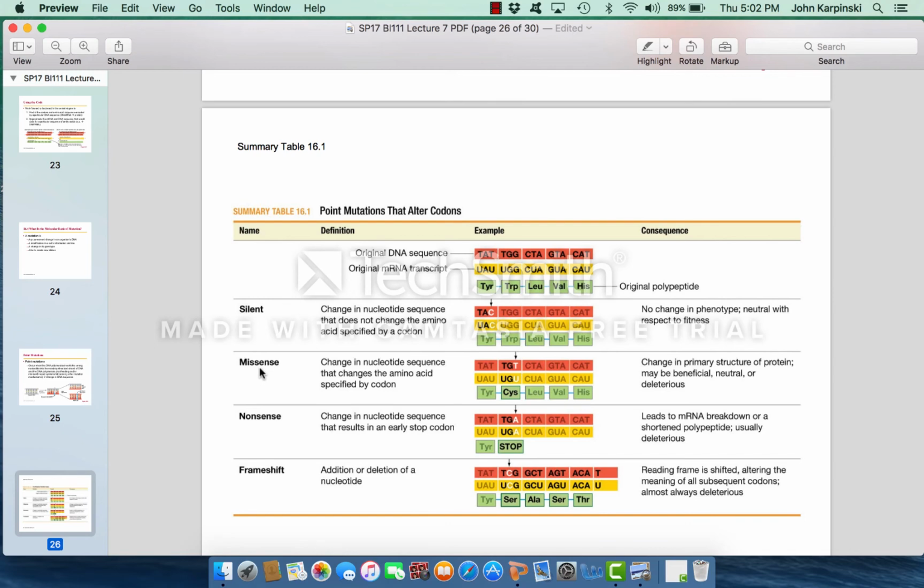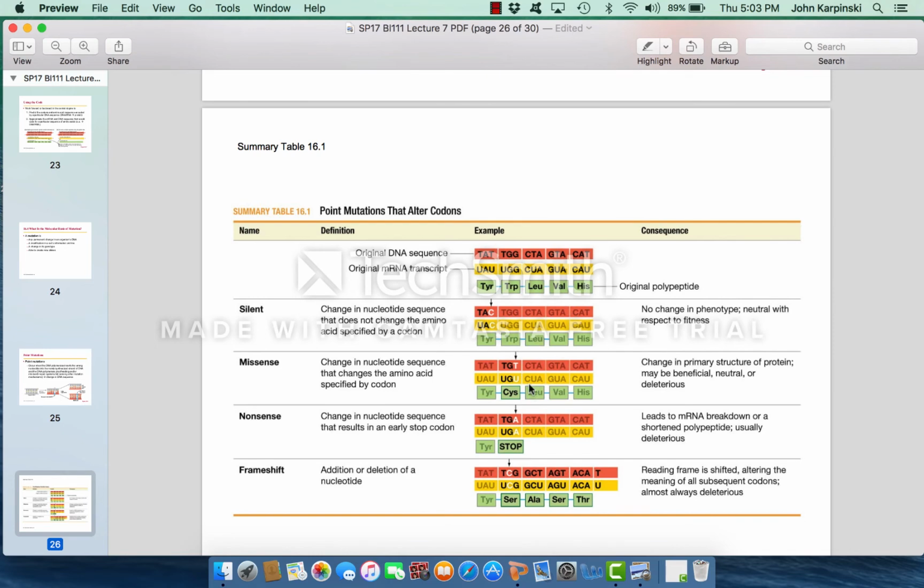How I remember missense mutation is I refer to it as a mistake. So there is one mistake in this protein, and that one amino acid is different. But note that not all of the amino acids are different, just that one. Sometimes missense mutations aren't much of a problem, but sometimes they are, as with the sickle cell anemia example we looked at, where that was a missense mutation, and that led to a deleterious impact.